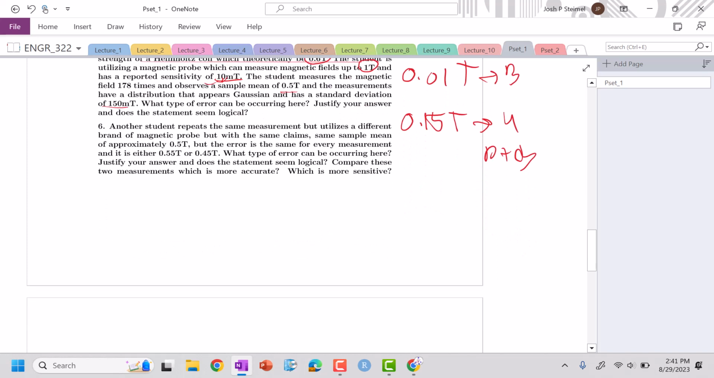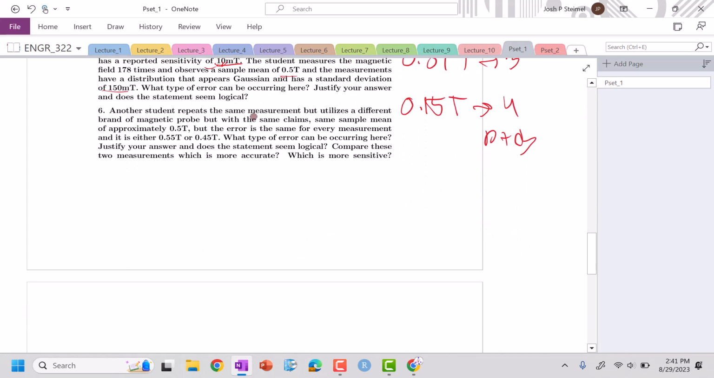Another student repeats the experiment, the same measurement, different probe, same claims, and same sample mean, but the error is the same for every measurement, and it's either 0.55 or 0.45. What type of error can be occurring here? Well, if there's no distribution, we know that bias error is basically predominant here.